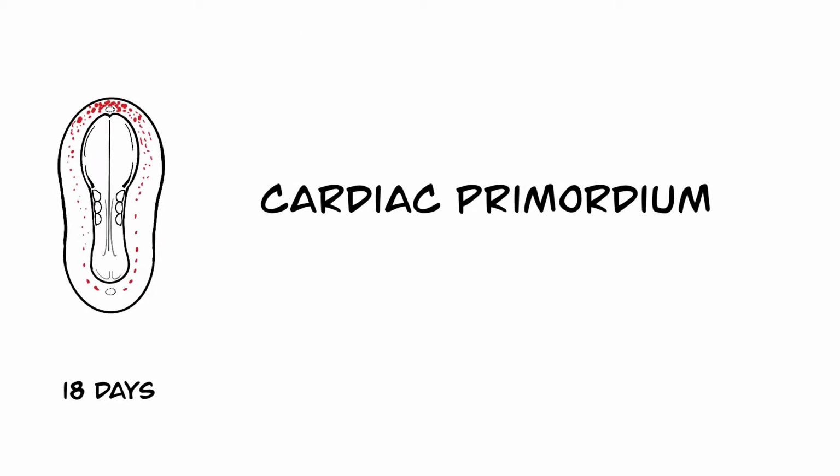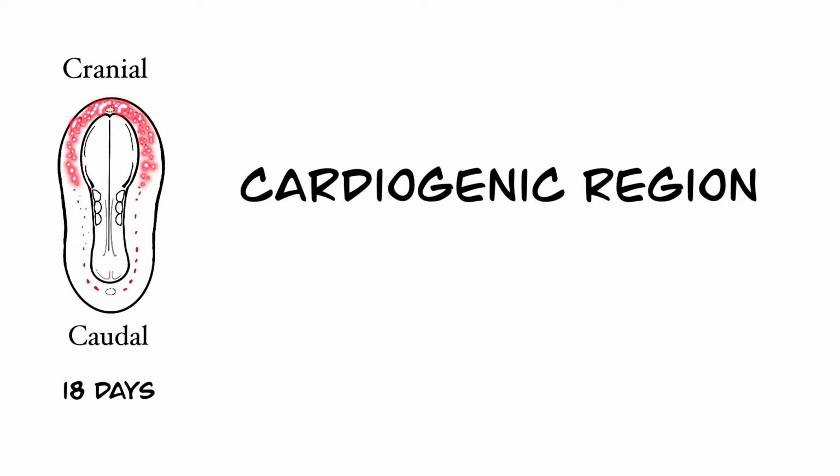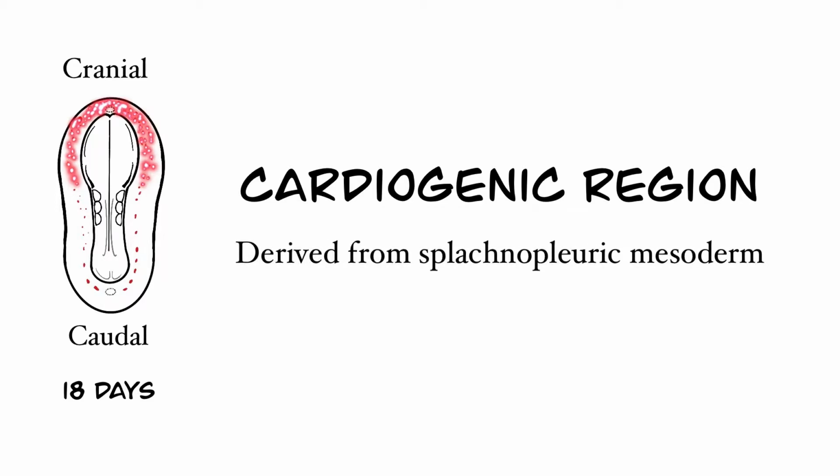In the figure, we look at the state of an embryo on the 18th day. The embryo has a head, which is a cranial part, and a tail, which is a caudal part. The heart begins to develop in the cardiogenic region, near the cranial part of the embryo. Please note that cardiogenic region is an area that derived from splanchnopleuric mesoderm.